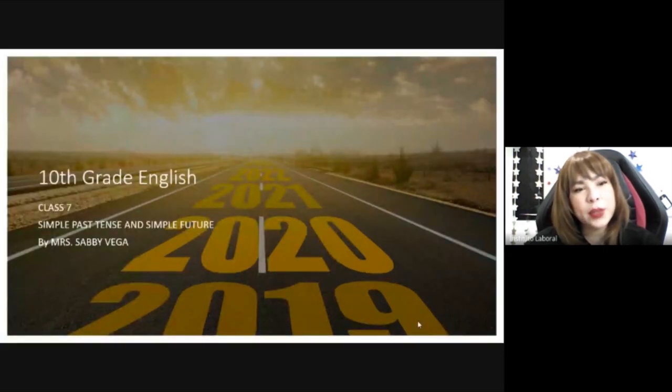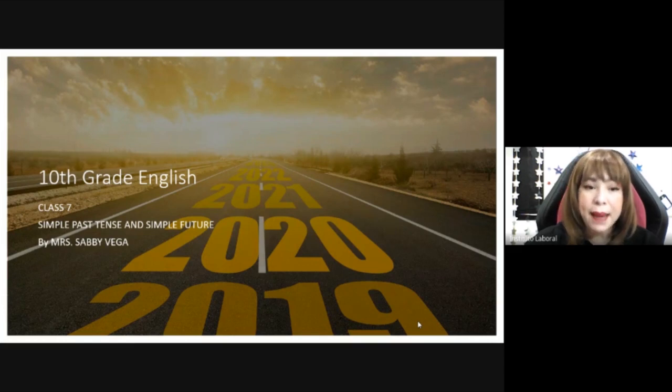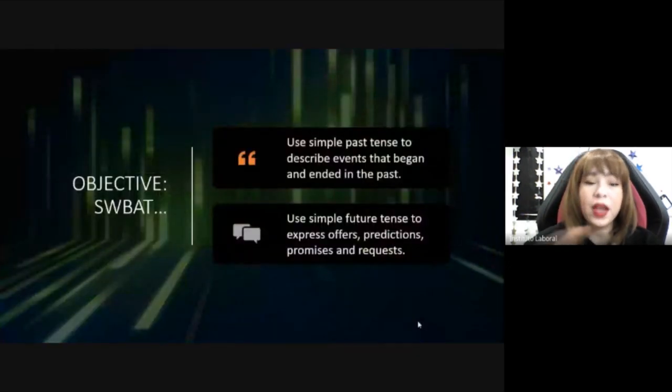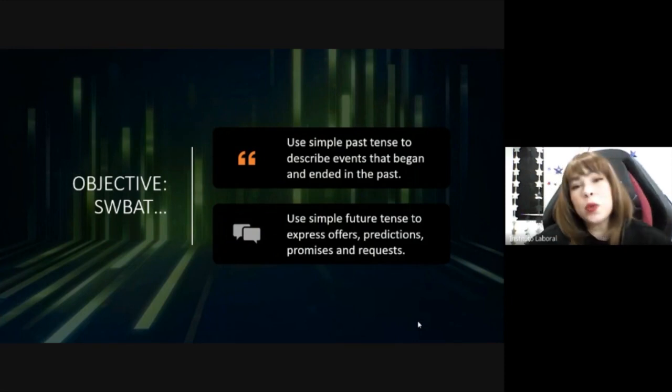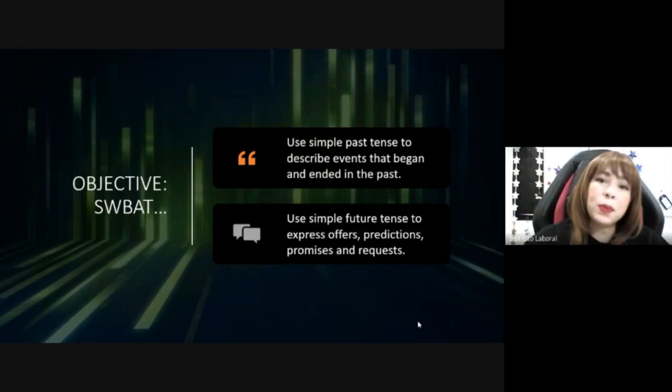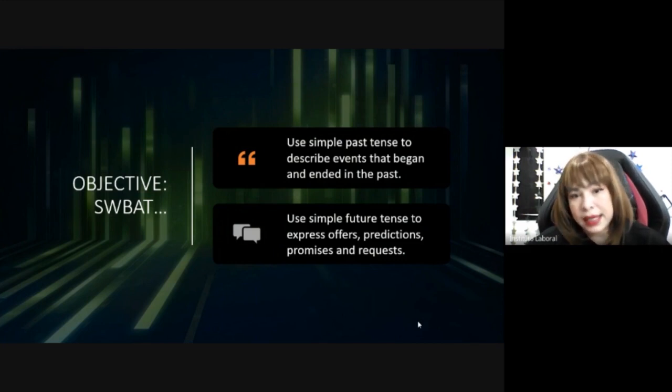This is class number 7, and today's topic is simple past tense and simple future. My name is Savi Vega. I'm your English teacher. What are today's objectives? The students will be able to use simple past tense to describe events that began and ended in the past. Also, you will use simple future tense to express offers, predictions, promises, and requests.